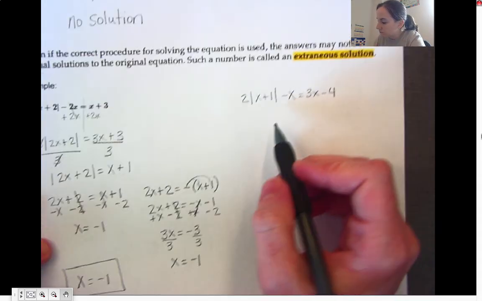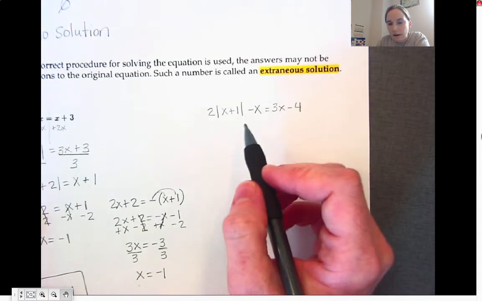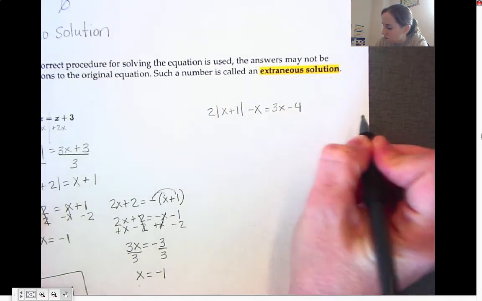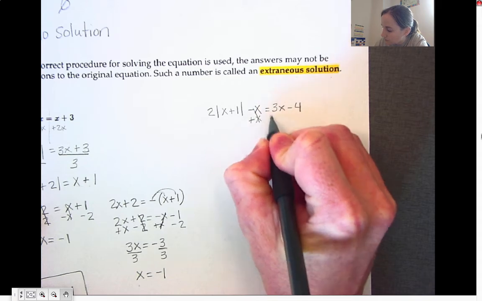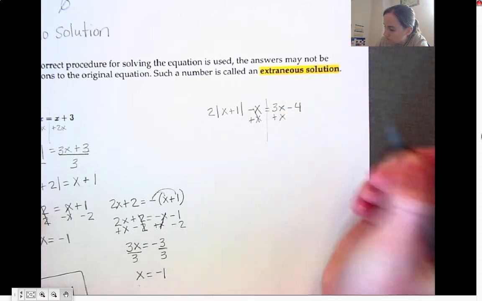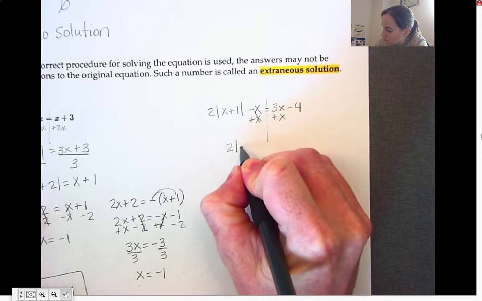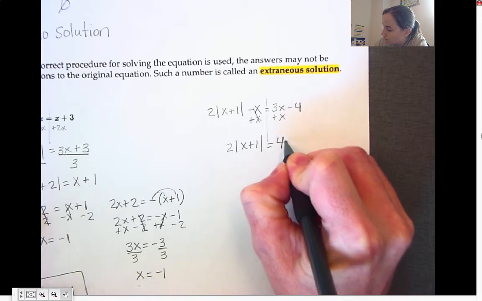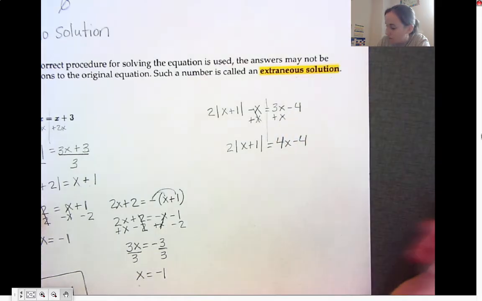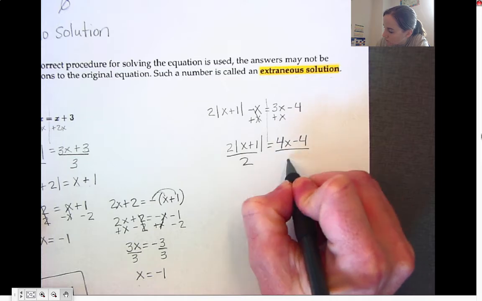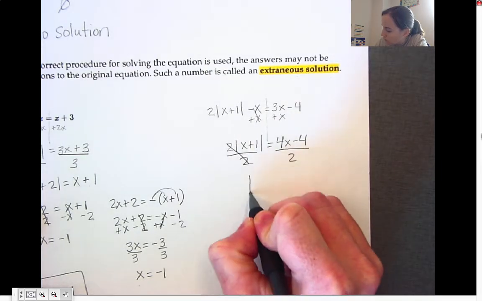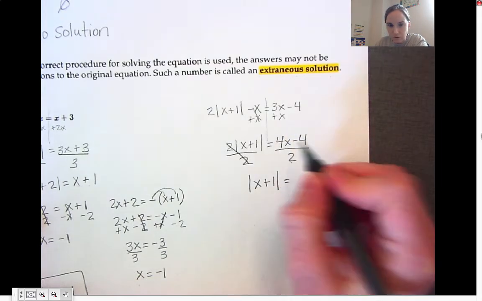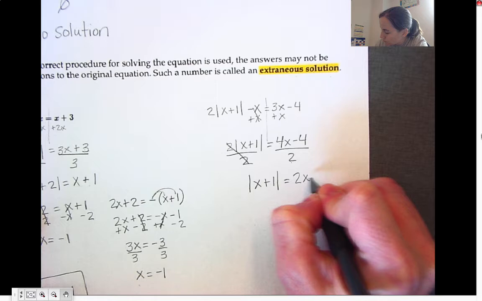Let's try this one. Again, I have to isolate the absolute value, so I need to move this minus x to the other side. I will add x. I'm left with 2 times the absolute value of x plus 1 on the left, and 4x minus 4 on the right. Now I'll divide by 2. I'm left with the absolute value of x plus 1 equals, again, divide both terms by the 2, x minus 2.